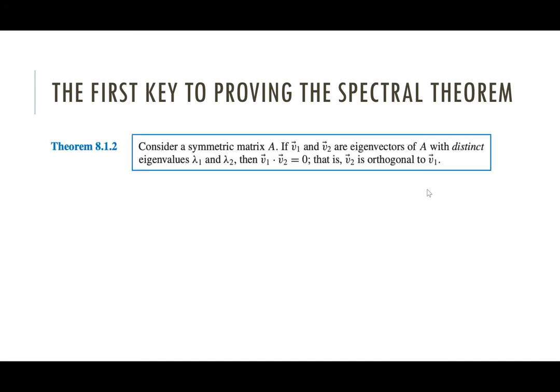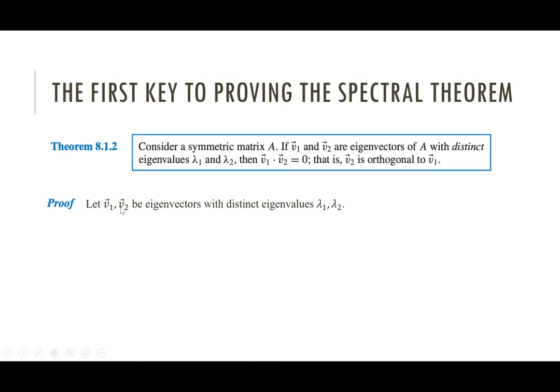First, we're going to need to show that if we have a symmetric matrix A, and we have two eigenvectors with distinct eigenvalues, then those eigenvectors have to be orthogonal. So this is basically saying the eigenspaces of a symmetric matrix are orthogonal. So this is really key. So let's see why this is true.